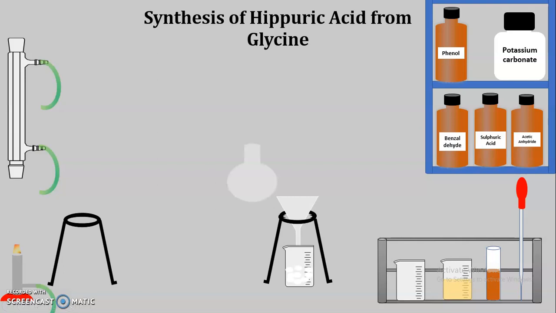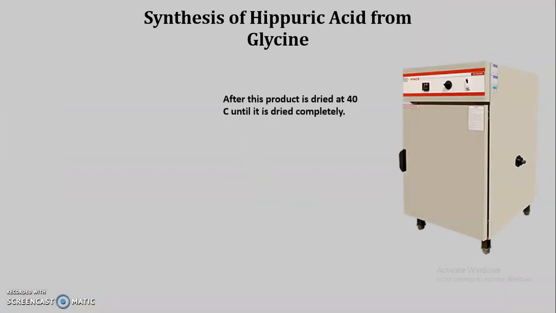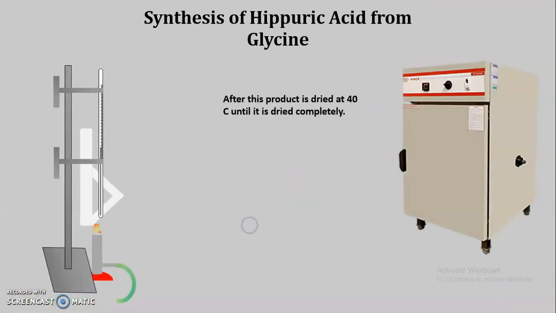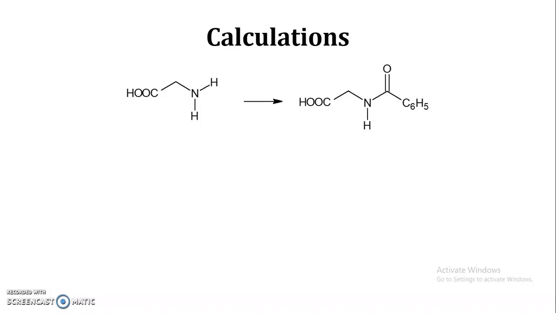In this way we can carry out the synthesis of the hippuric acid from the glycine. Once we have got the product, the next step is to carry out the drying of the product and determination of the melting point. With the help of the Thiele tube, we can determine the melting point of that particular compound, and we can report it. Now the next part is calculations.